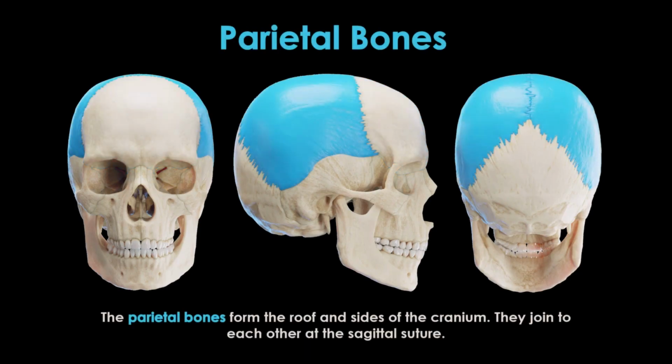The parietal bones form the roof and sides of the cranium. They join to each other on the vertex of the skull at the sagittal suture. Each bone has a central prominent bulge on its outer surface called the parietal eminence. The inferior edge of the parietal bones articulate with another pair of bones called the temporal bones.